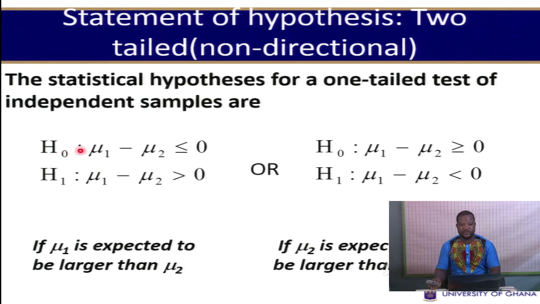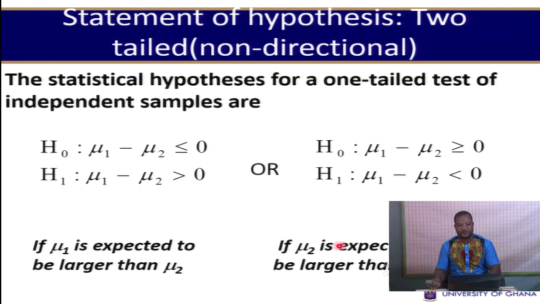So here, a researcher will be interested, if you expect the mean of the first one to be bigger or larger than the mean of the second one, then our H0 will state that the mean of the first one minus the mean of the second one will be less than or equal to 0. And then our H1 will state that the mean of the first one minus the mean of the second one will be greater than 0. That is where we expect the mean of the first one to be greater or larger than the second one. That is how we state it.